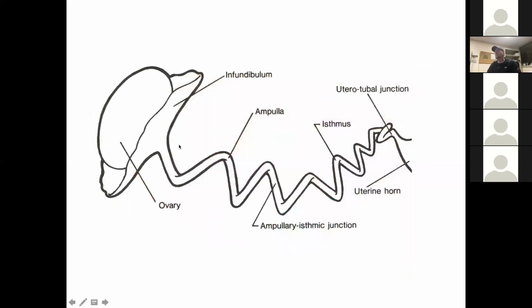All right, so here's a blown up schematic of that. We've got this infundibulum right here. We've got some technical terms: the ampulla, the isthmus. Right in between them is generally where fertilization is going to occur, okay? So that's the junction we're looking for. That's where fertilization has to occur.